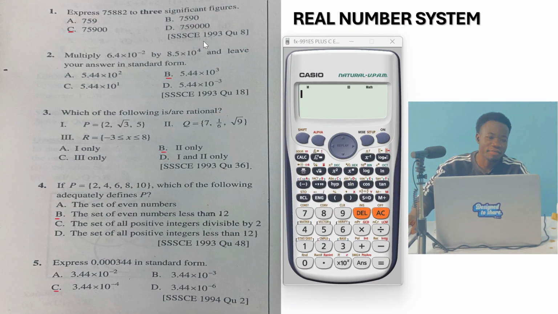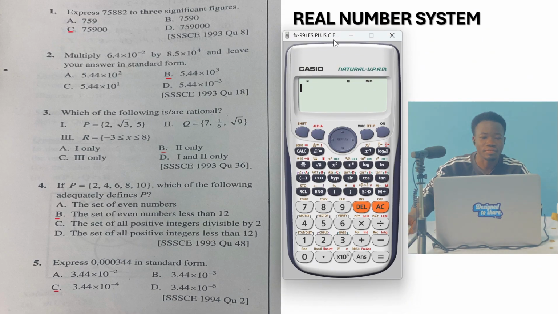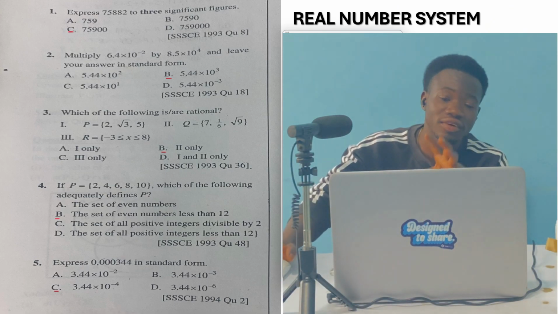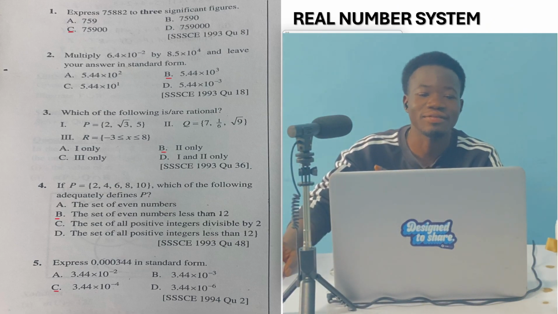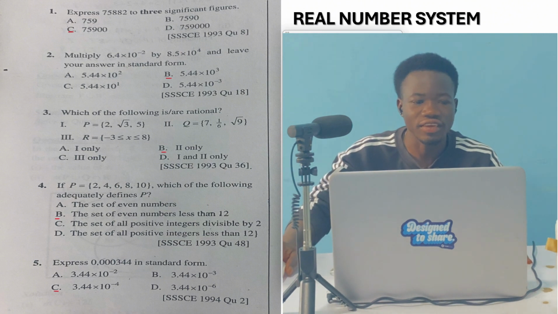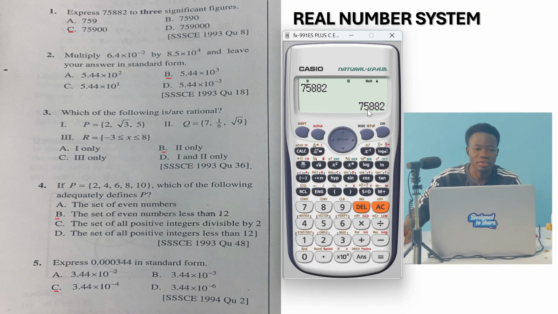So here we have some past questions, and the first question states: express 75882 to three significant figures. It's a past question from 1993. I have my calculator here already. All you have to do is key this into the calculator, and then you are good to go.